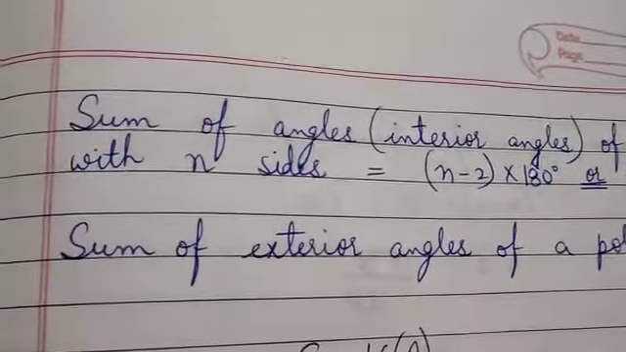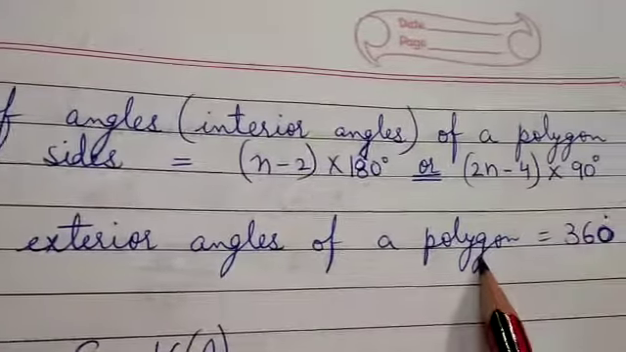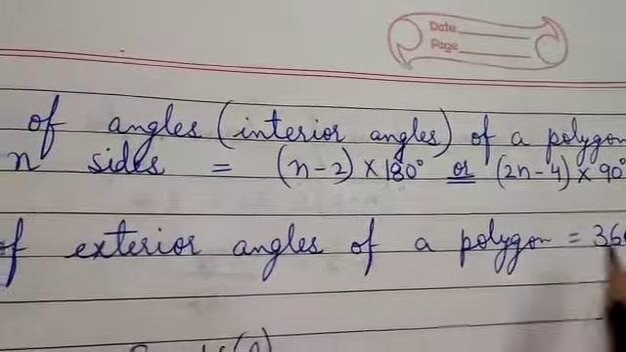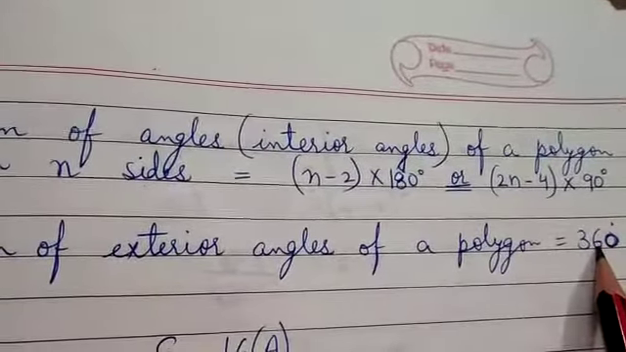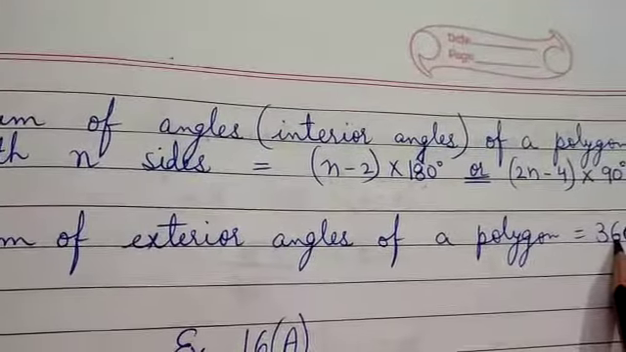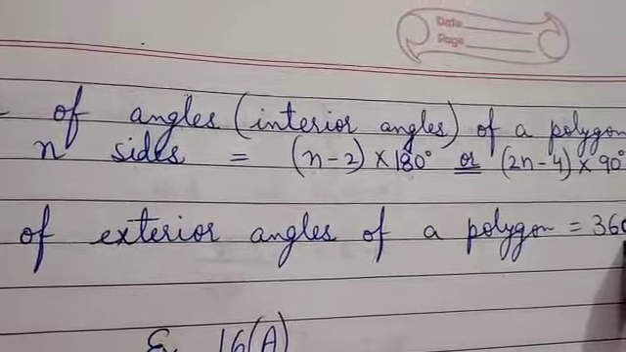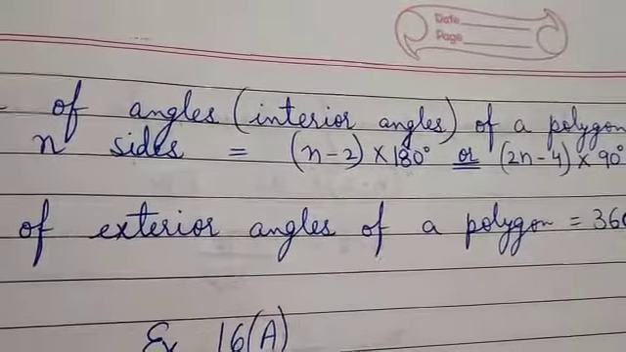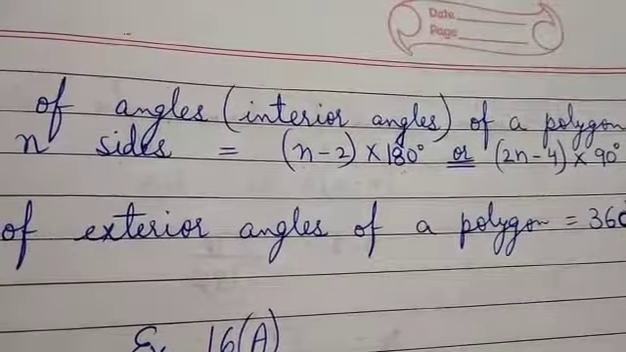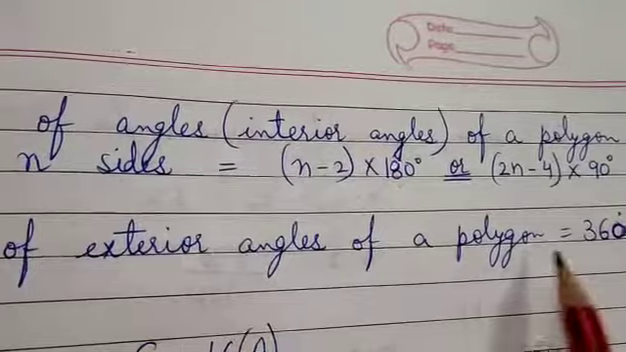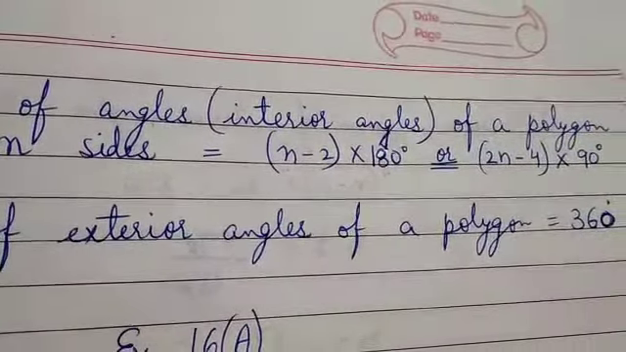And the second formula is sum of exterior angles of a polygon is 360 degree. Here number of sides is not mentioned, children. Actually this 360 degree is for all the polygons. Sum of exterior angles of a polygon is equal to 360 degree. This is for all the polygons, for triangle, for quadrilateral, for pentagon, for hexagon. Always the exterior angle sum is 360 degree no matter what the number of sides.